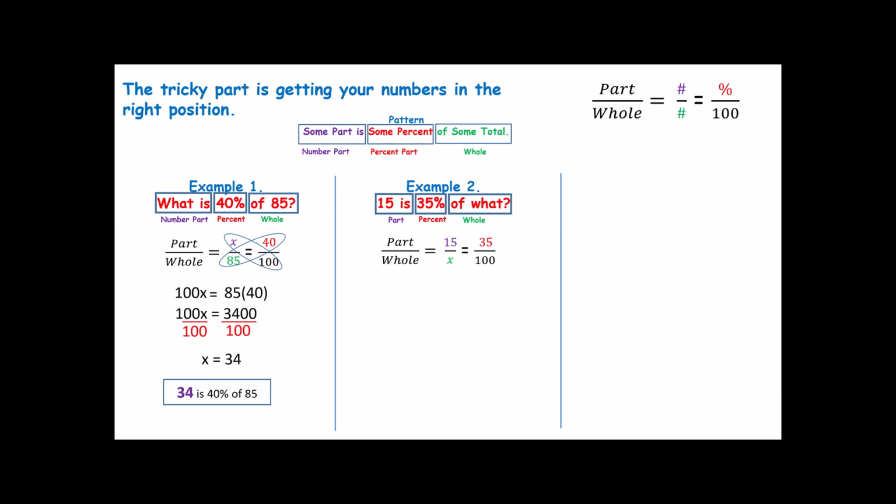Again, you've done the hardest part. The easy part is what's left. The means extremes property. Multiply your 15 and your 100. Divide by 35. And there is your solution. 15 is 35% of 42.9.